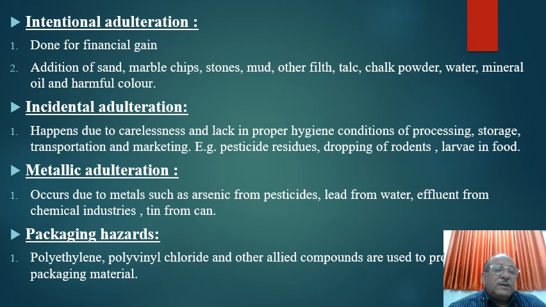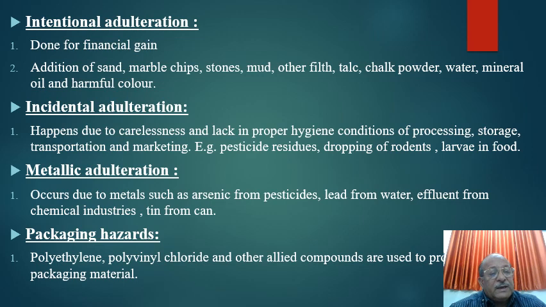Intentional adulteration is done for financial gains. Addition of sand, marble chips, stone, mud, other filler, talc, chalk material, water, minerals, oil, and harmful colors. These are added intentionally. Incidental adulteration happens due to carelessness and lack of proper hygiene conditions in processing, storage, transportation, and marketing. Examples: pesticide residue, droppings of rodents, larvae in food.